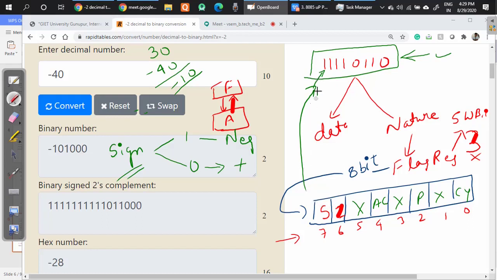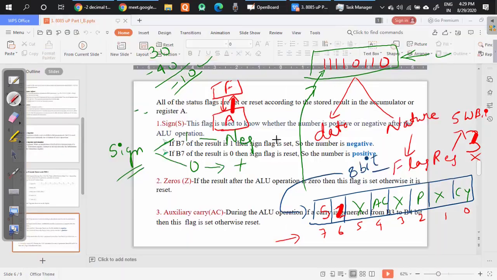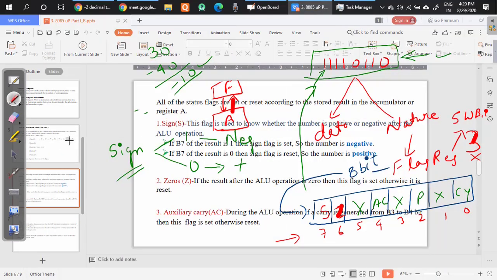So according to the sign flag also, the result is like that only. Means the nature of the result will be negative. Both things are matching. I know that the result is negative, and even the sign flag is telling that the result is negative. How is it telling? By observing the last bit. Okay, so if you look at the definition part in this PPT, if I show you, I hope you guys can observe.